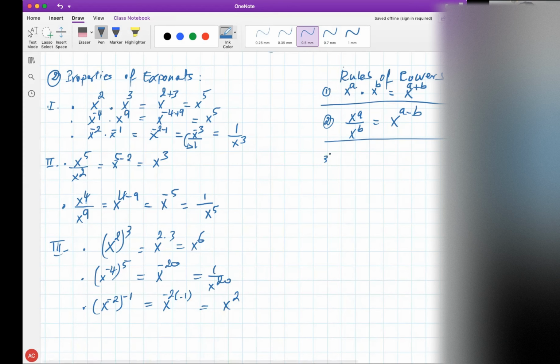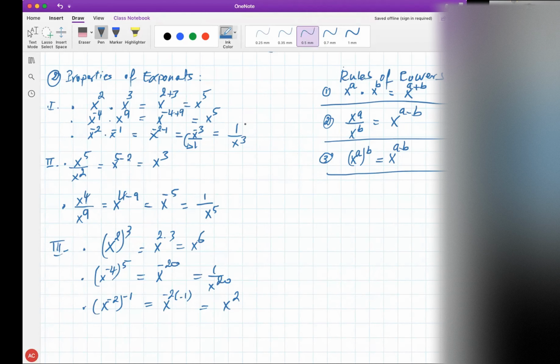So let's write the rule again here in general. If you have x to a power a, the whole thing to a power b, what is it equal to? Everybody? What is that equal to? A times b, that's right. a times b. So the first one we add, second one subtract, third one we multiply. So they're distinct, okay? Make sure you know exactly what you're doing.